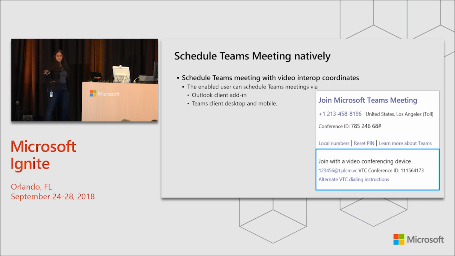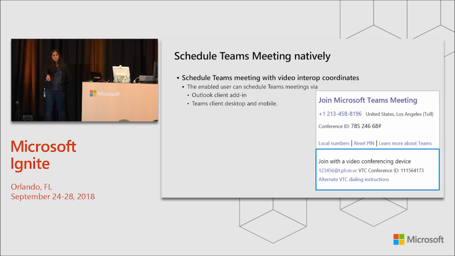What I have here is Teams coordinates, and the portion you see at the bottom is what the Teams scheduling service actually adds to your meeting invite, just like how it adds PSTN coordinates. As soon as the user is enabled, you will start seeing those coordinates over there.